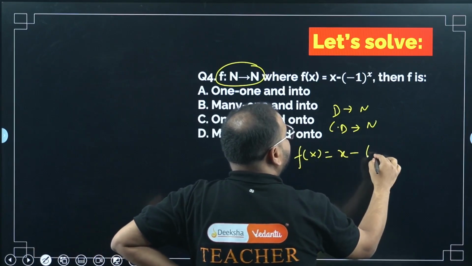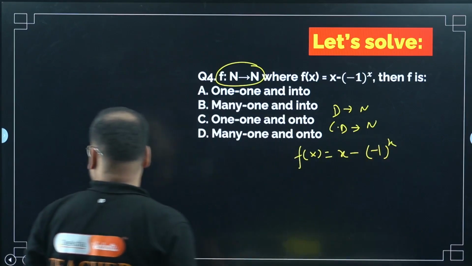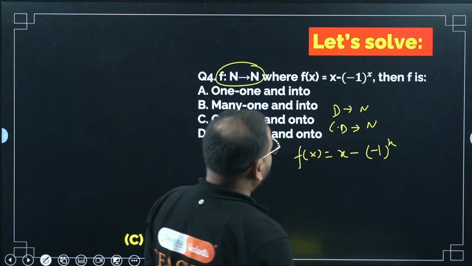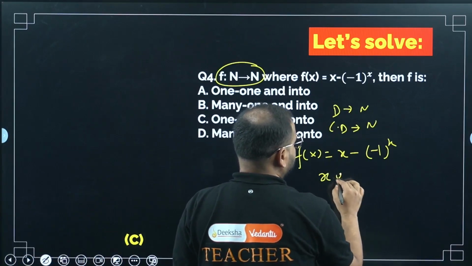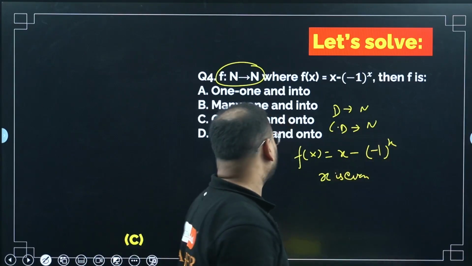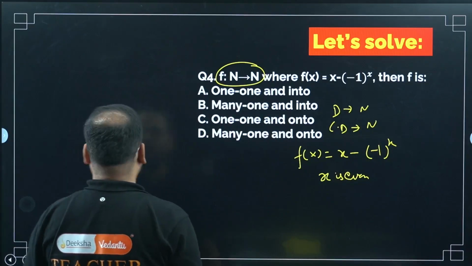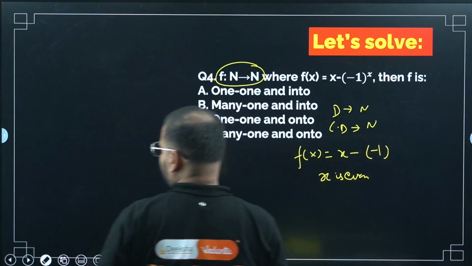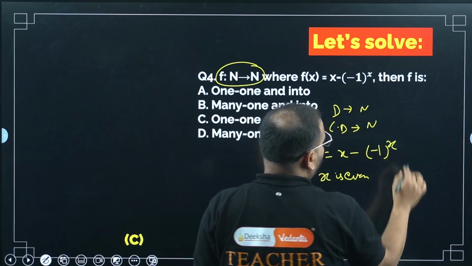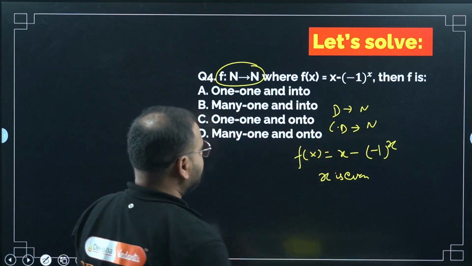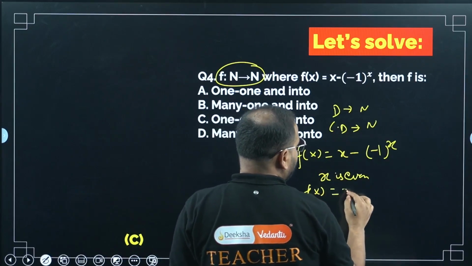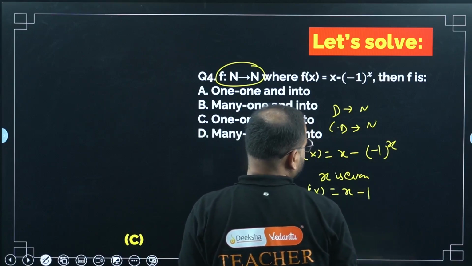The function is written as x minus 1 power x. Okay, sorry. Okay, great. If x is even, whenever you see minus 1 power something, understand that they'll be using even and odd cases, because minus 1 power something makes it positive or negative, depending on whether the power is even or odd. Even means what will happen if x is even? The function f(x) will become x minus, it will open with a plus sign, so x minus 1.